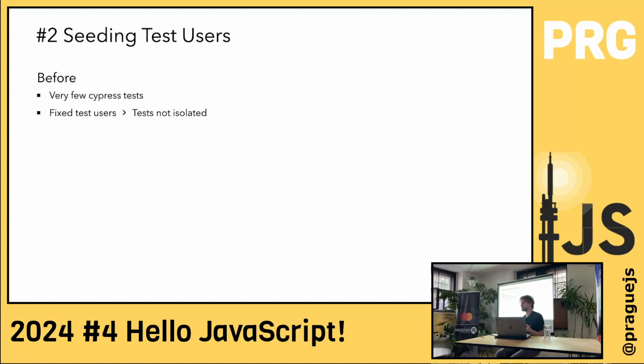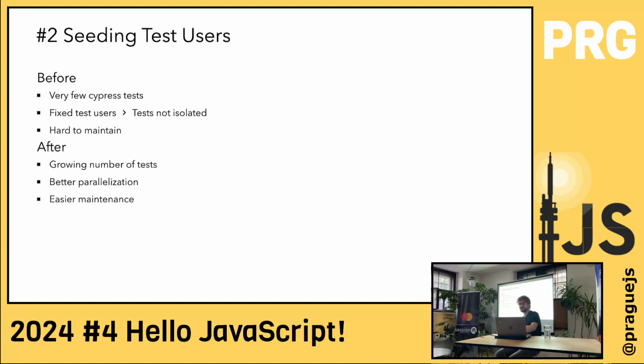For example, you cannot test in parallel a user who is on a free plan and a user who is on a payment plan. You would have to test this sequentially. And it was hard to maintain because the data accumulated and the tests crashed with all kinds of problems. With the seeding, we have a growing number of tests. The parallelization is better, maintenance is easier, and the testers are happier.